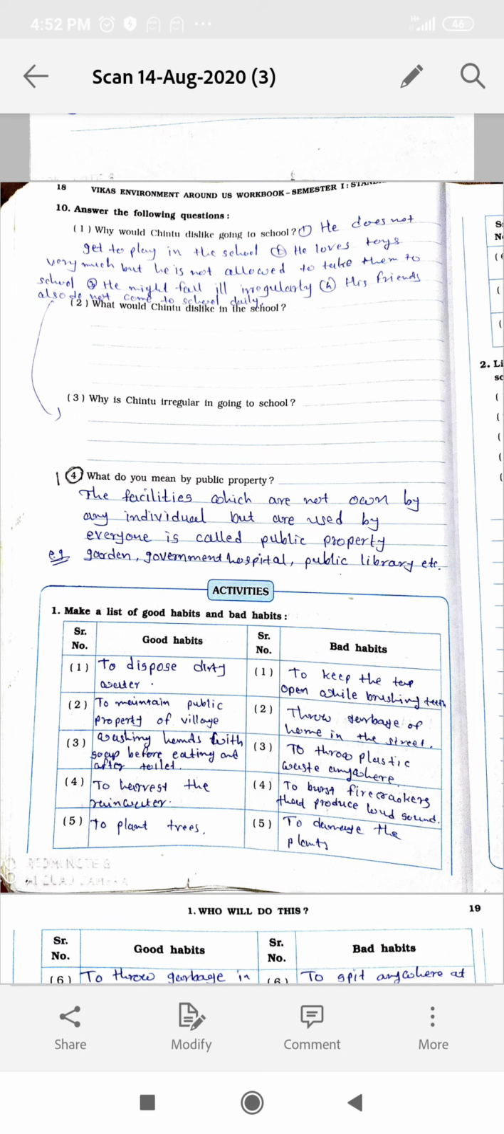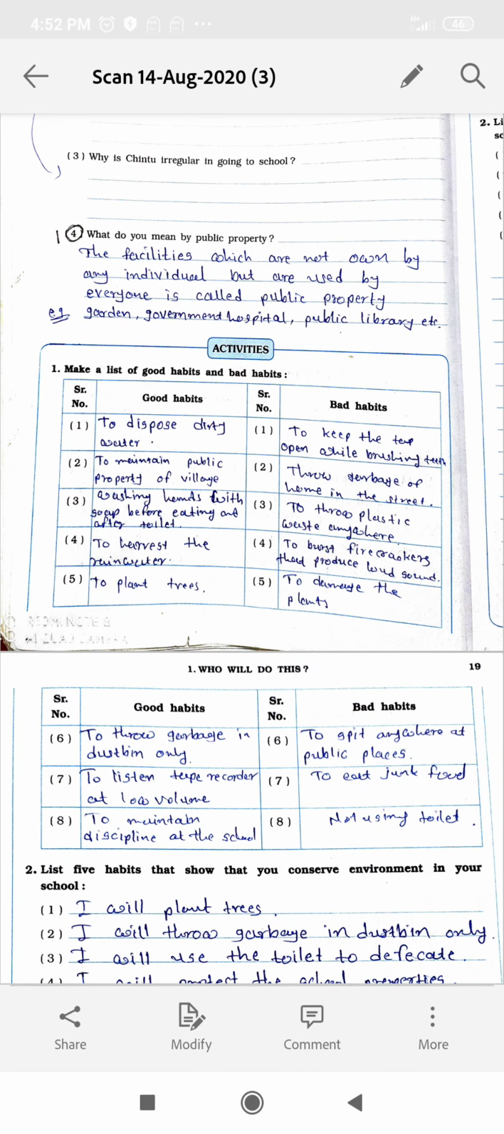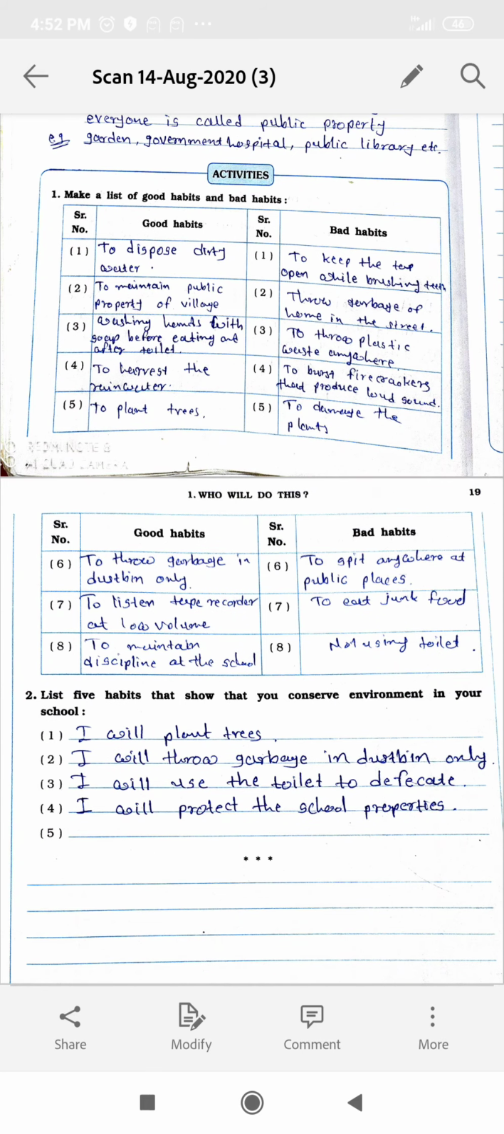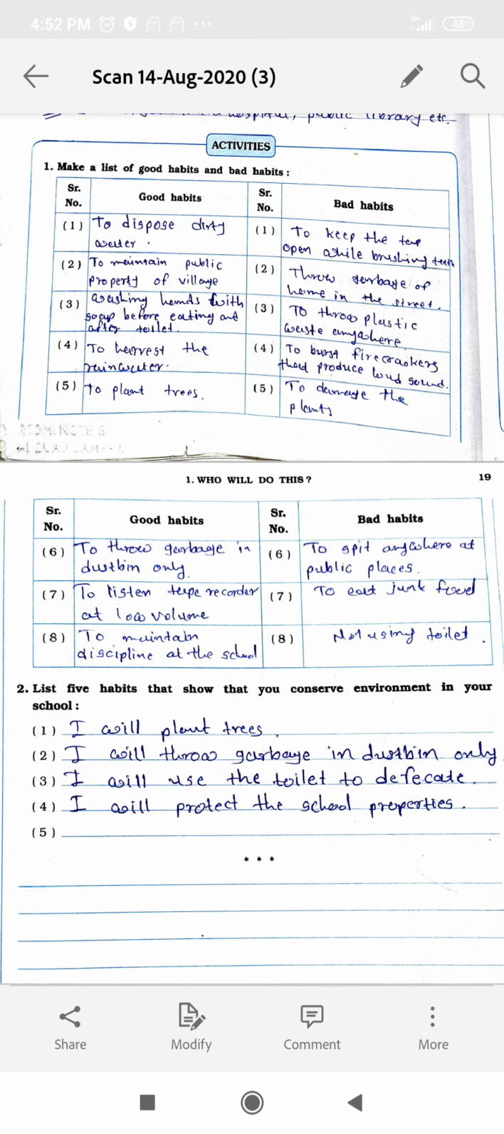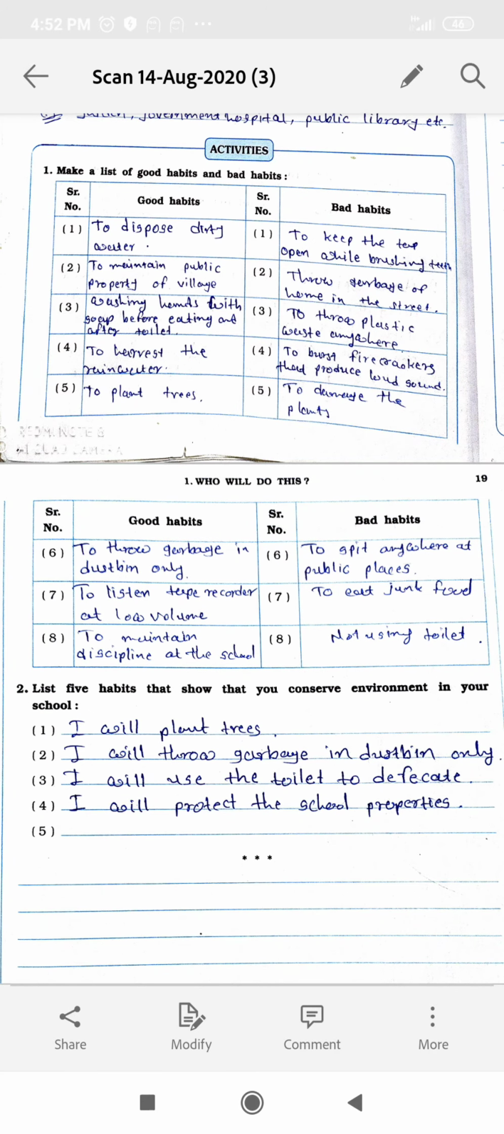Okay, make a list of good habits and bad habits. Okay, here is the list of good habits and bad habits. You have to write it down in your workbook. Now list 5 habits that show that you conserve the environment in your school. So here you have to write down the habits which show that you preserve the environment of your school. What do you do to save and keep the school environment good? So you have to write this down.